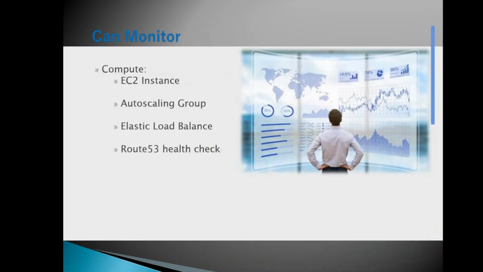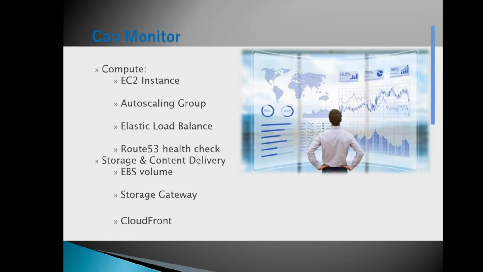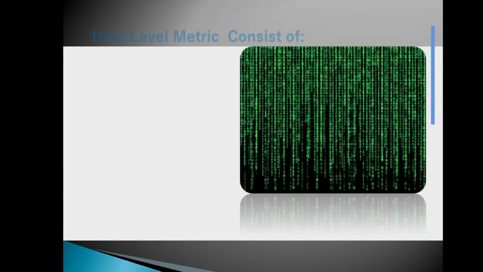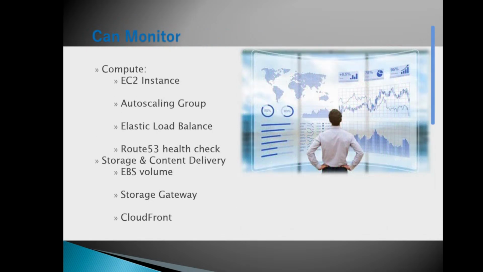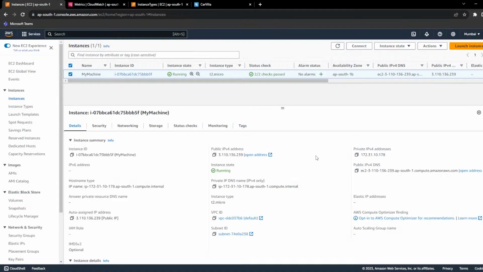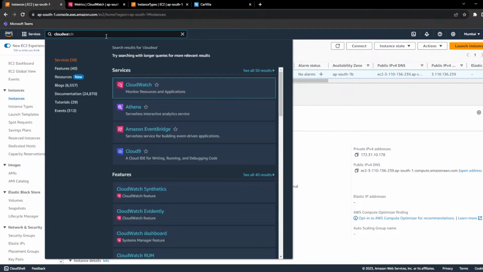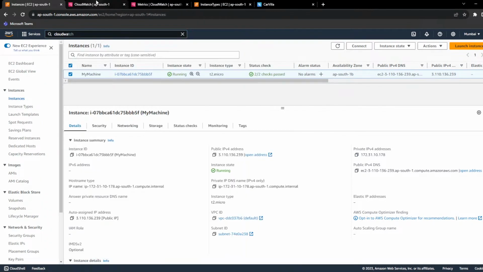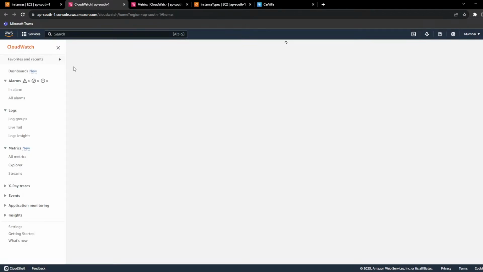So what can you monitor? You can monitor EC2 machines, Autoscaling, load balancers, Route 53, and so on. For storage, you can monitor your S3, your EBS volumes, CloudFront. Anything you create in AWS, you can monitor using CloudWatch. You can go here and click on CloudWatch. It's a resource monitoring service.